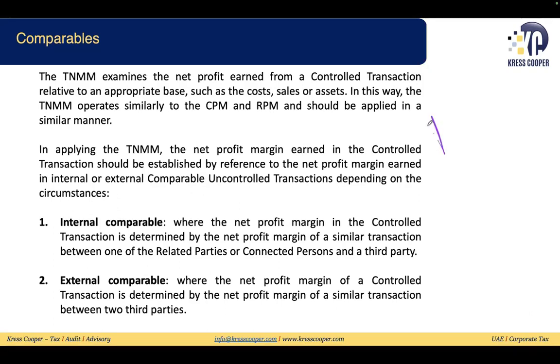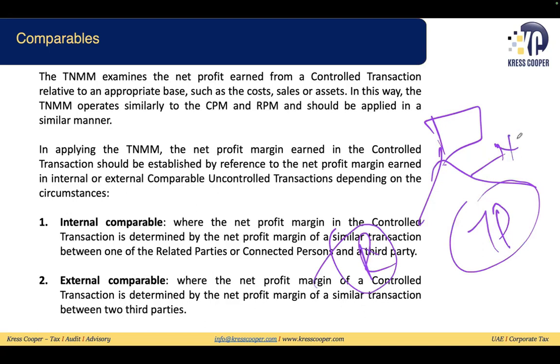It can be the same party, one party selling to a related party and one party selling to a third party. So whatever the NPA for this third party, there should be the same NPA for this controlled transaction. This is called internal NPA. There is a possibility that two independent parties are dealing with each other. They have similar function, similar industry, similar size, same business. Everything is 100% same. Then we'll take the NPI for the transaction between two third parties. That NPI is called the external comparables.